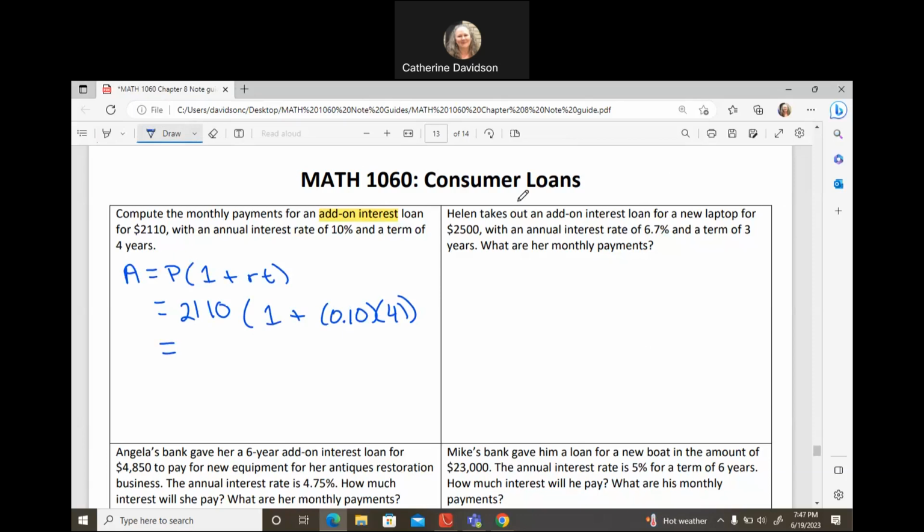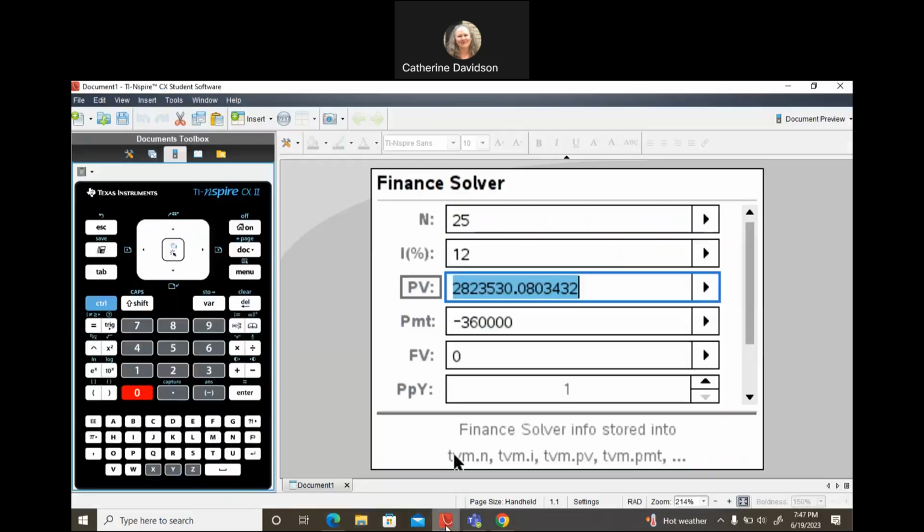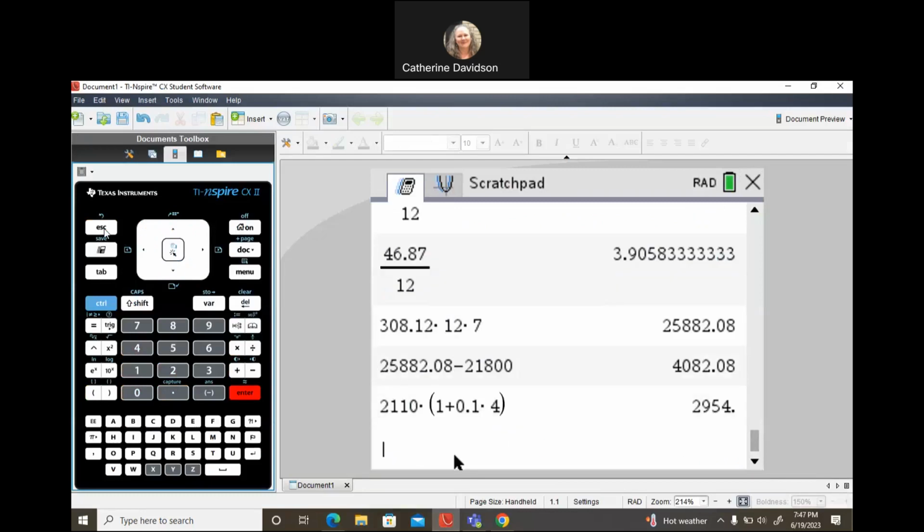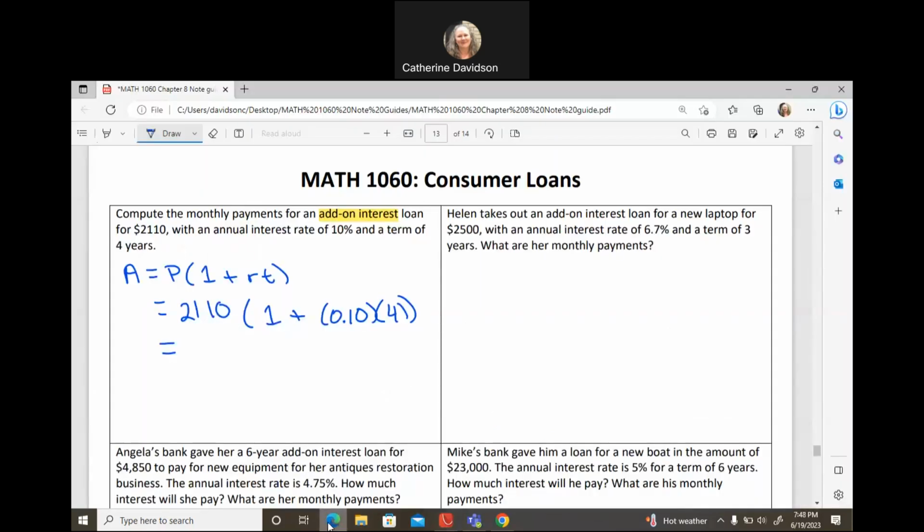So let's put that in the calculator. All right, so the total amount that we're paying back is $2,954.